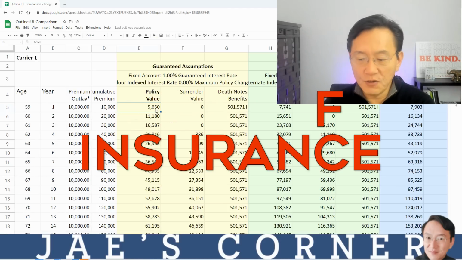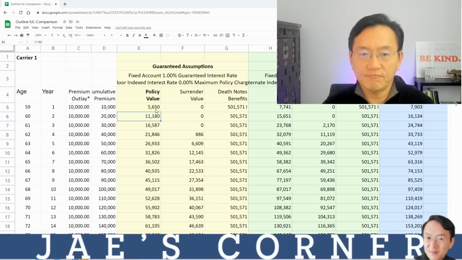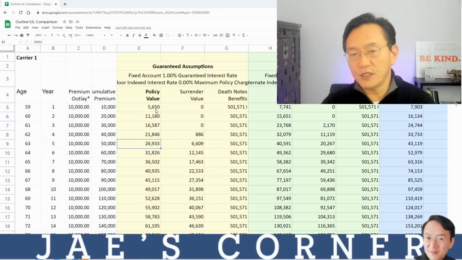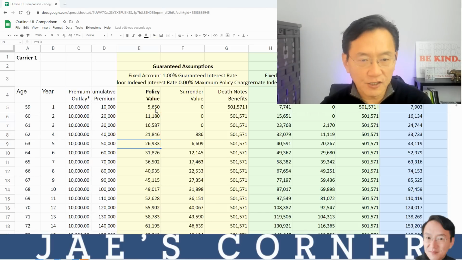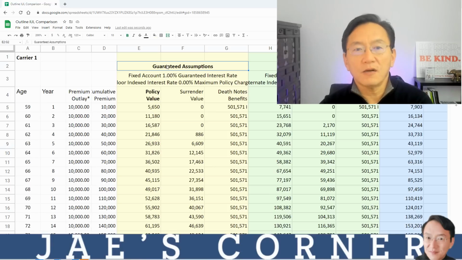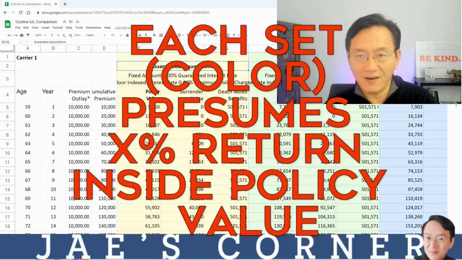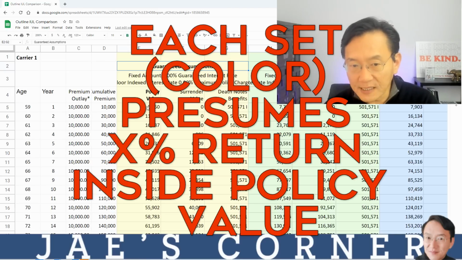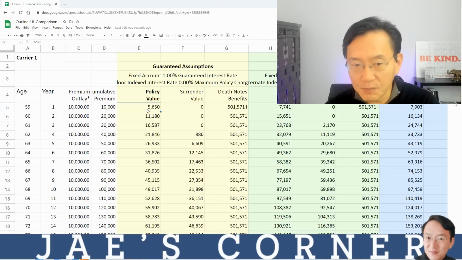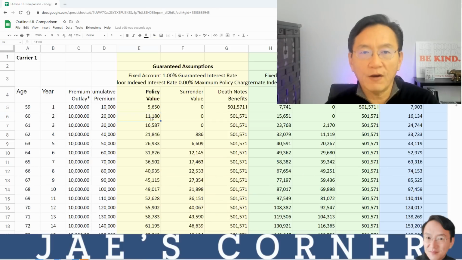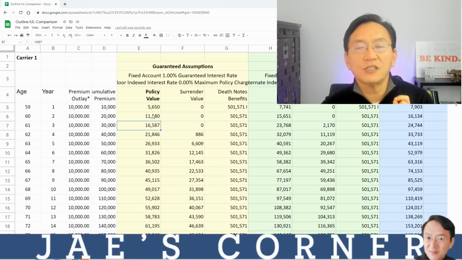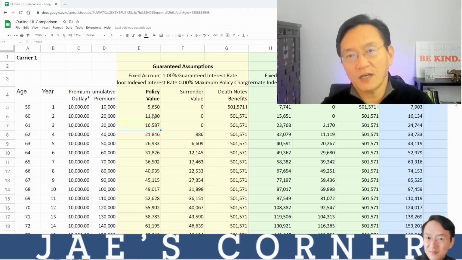And over time, you can see that it increases. This is based on a certain set of assumptions, which are here: a 1% fixed account and then 0 for these other things, which means basically the rate at which this policy value is growing over time. That's what this is presuming. And that's why I've got these 3 different sets of colors.